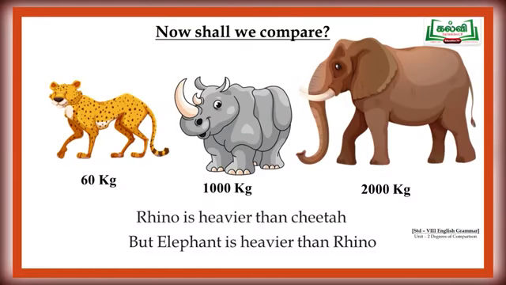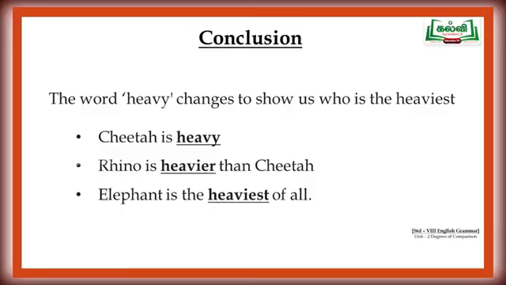Rhino is heavier than the cheetah because the rhinoceros weighs 1000 kilogram, whereas the cheetah's weight is just 60 kilogram. When comparing rhinoceros and an elephant, we can say elephant is heavier than the rhinoceros because it is nearly 2000, here just 1000. So we can say rhino is heavier than cheetah, elephant is heavier than rhino. Now let's come to a conclusion that the word heavy changes to show us who is the heaviest.